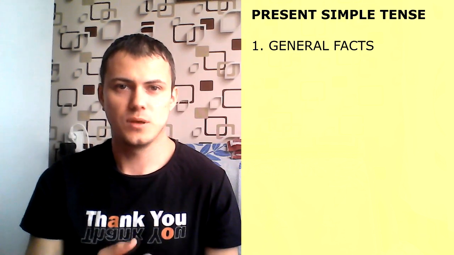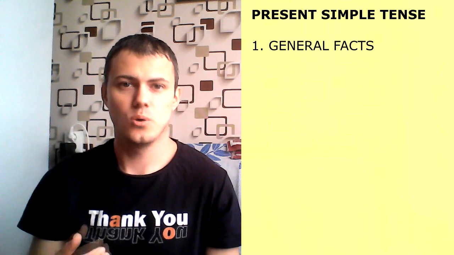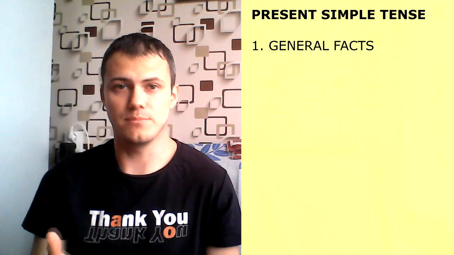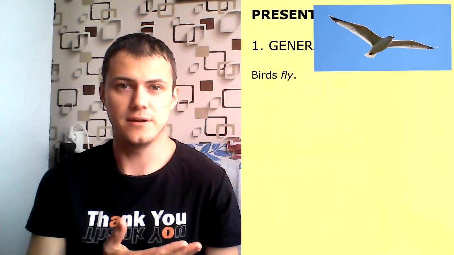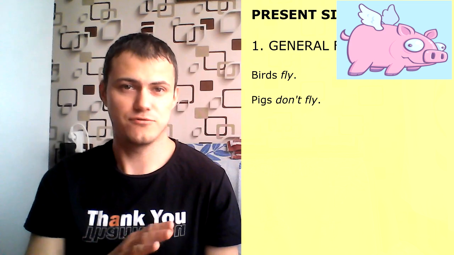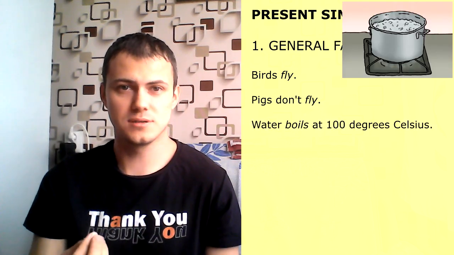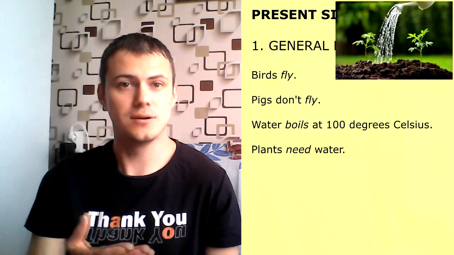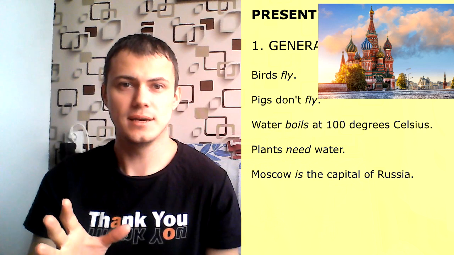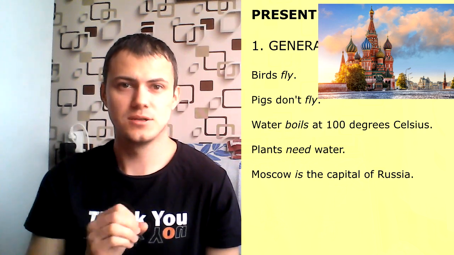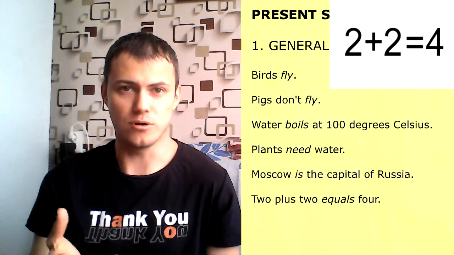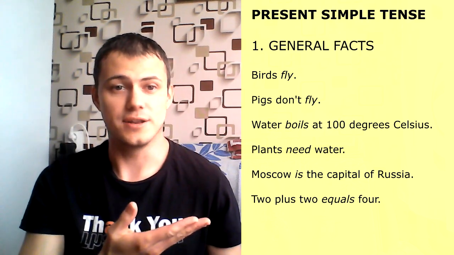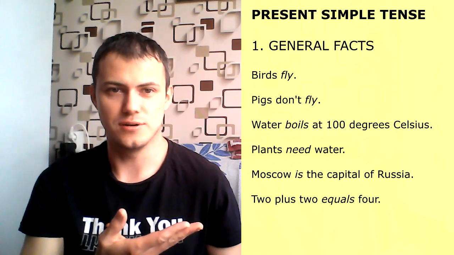First of all, we should use the present simple tense when we talk about general facts about the world. For example, birds fly. Pigs don't fly. Water boils at 100 degrees Celsius. Plants need water. Moscow is the capital of Russia. 2 plus 2 equals 4. These are types of situations which are never going to change, usually.